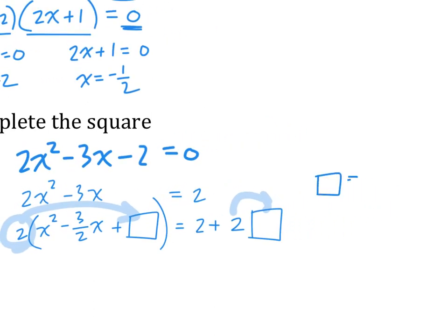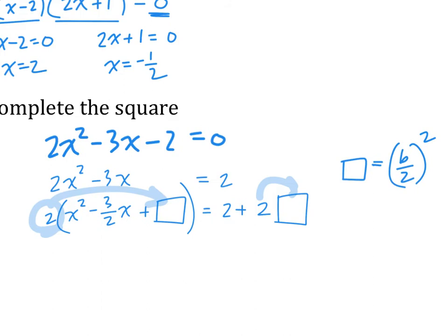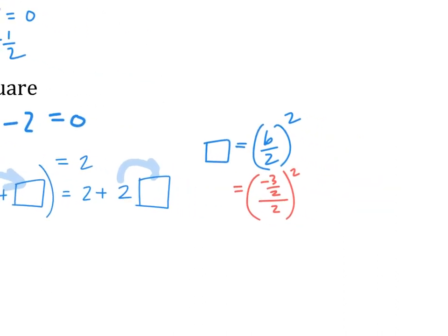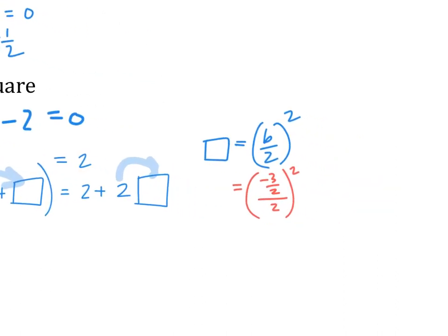The box is b over 2 squared. What is b? I'm asking a lot of questions. What is b? b is this part. Remember, it's ax squared plus bx plus c. So in this case, we would have negative 3 over 2, over 2, squared. All right, a lot of little algebra details here.